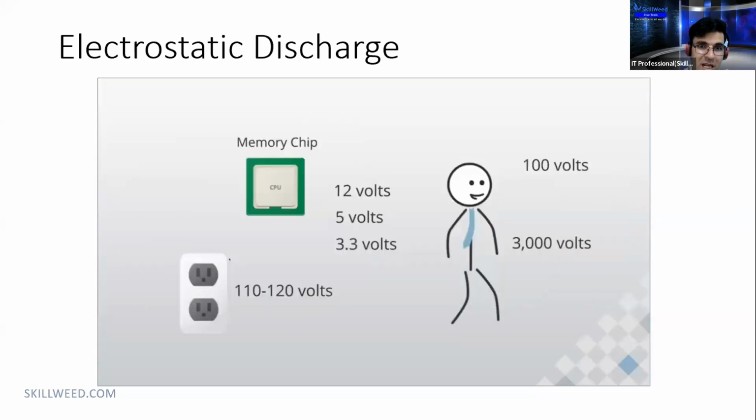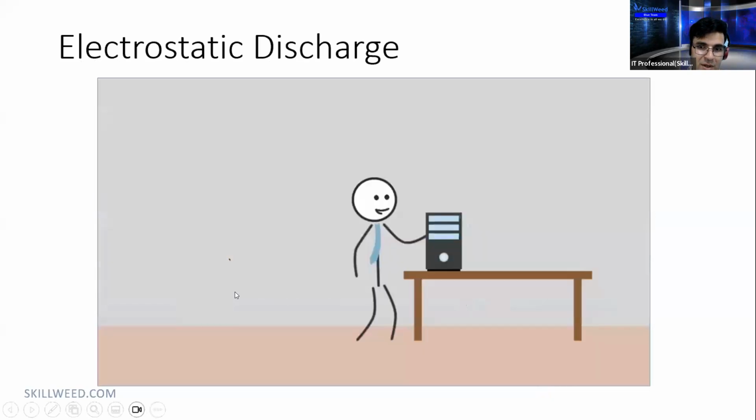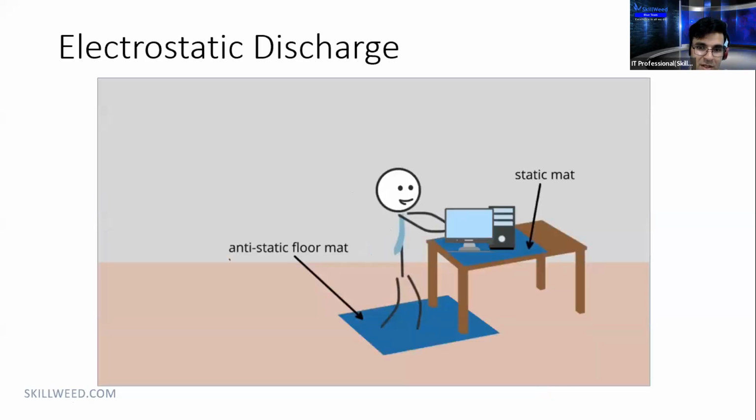Okay, so for electrostatic discharge of memory chips, we have 12 volts, 5 volts, 3.3 volts. For the power, we have from 110 to 120 volts, and obviously we have those specific ones for human body interaction. So make sure you have an anti-static floor mat, so the electrostatic current can be discharged on the mat and you cannot get shocked. So it's very, very important.